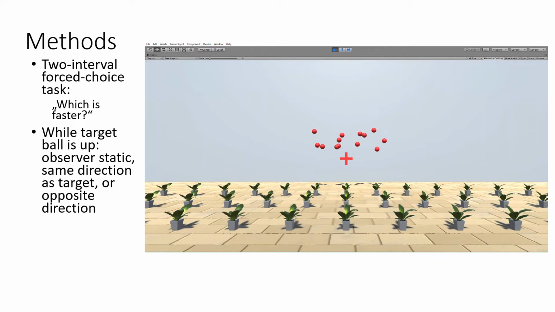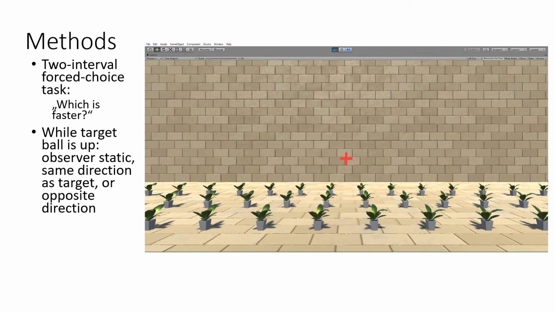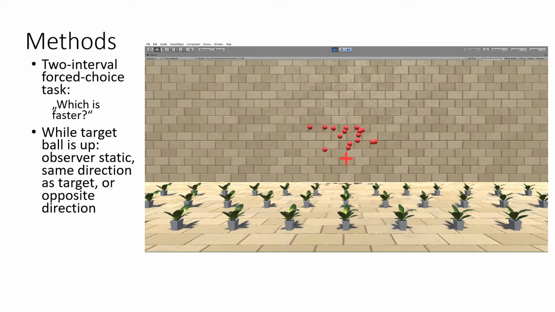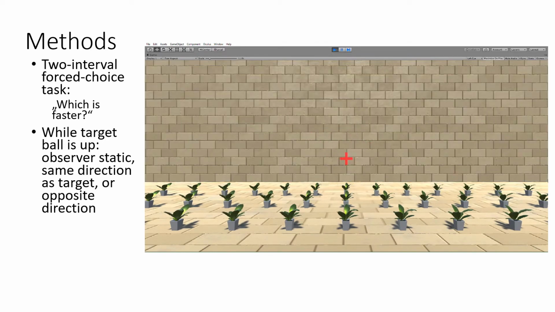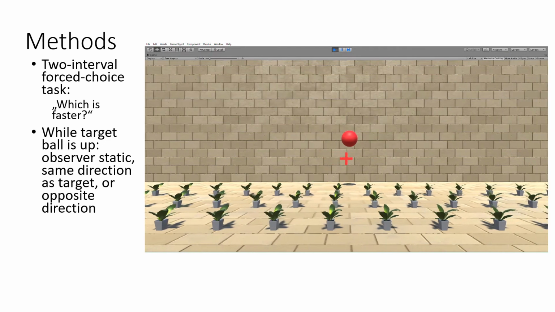So we also added two control conditions. One, where the wall in the back was untextured, as opposed to before, and which shouldn't induce any motion at all. And a condition where the wall in the back was moving instead of the observer, in the same and opposite conditions. So yeah, you've seen this here in the video.